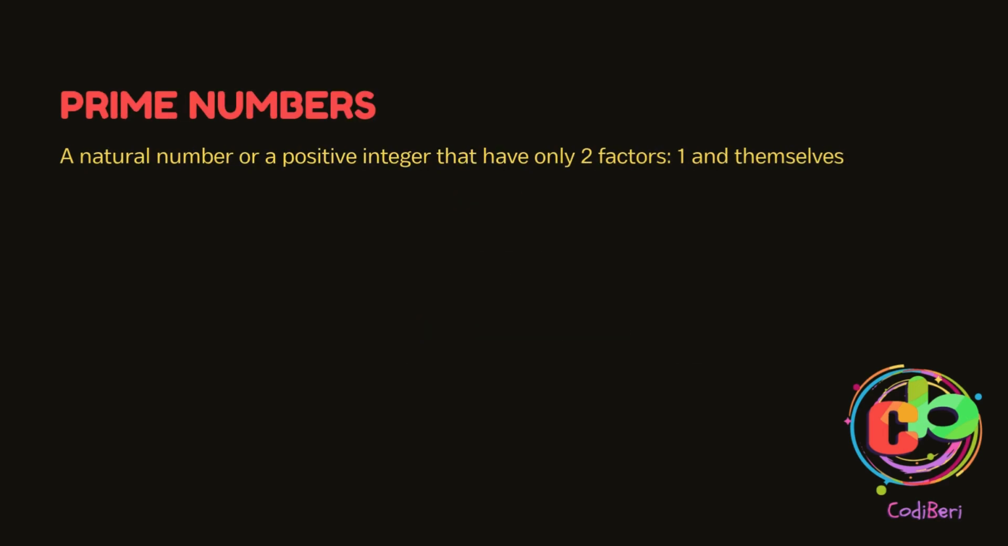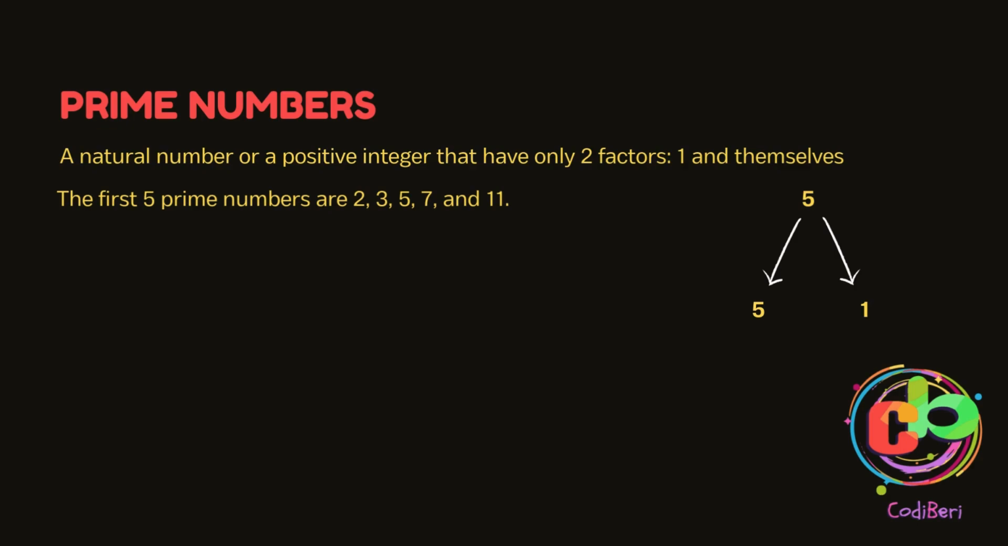Secondly, we have prime numbers. It can be any positive integer that has only two factors, that is 1 and that number itself. Here are the first 5 prime numbers: 2, 3, 5, 7 and 11. Let's take an example of 5. It has only two factors, 1 and 5 itself. So 5 is a prime number.